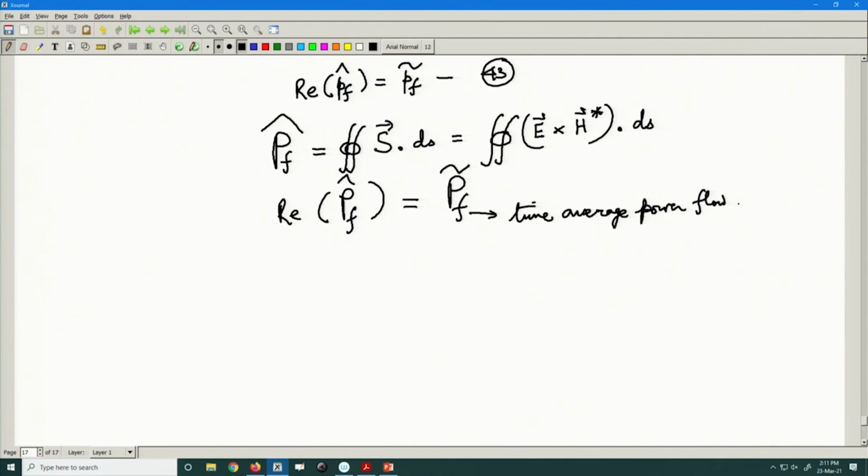Okay. So, let us stop here, we will continue with the power conservation theorem.